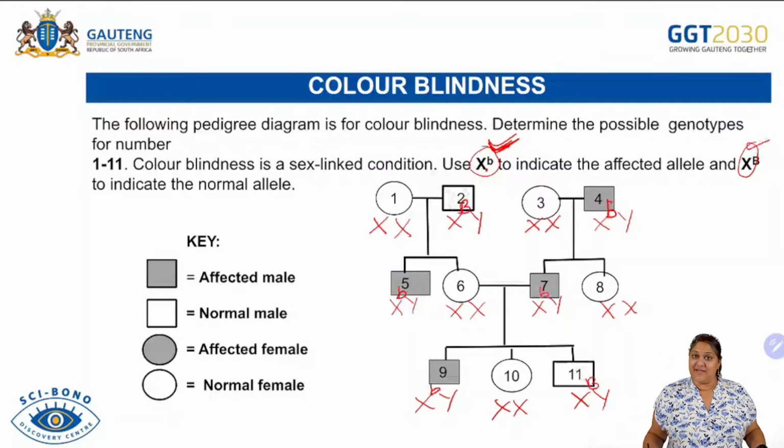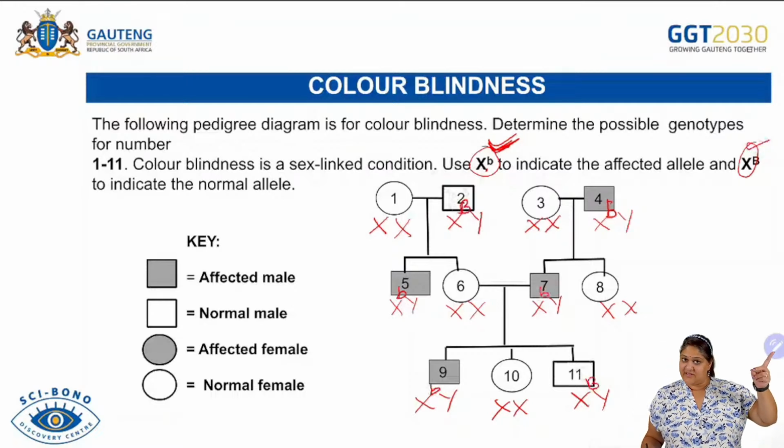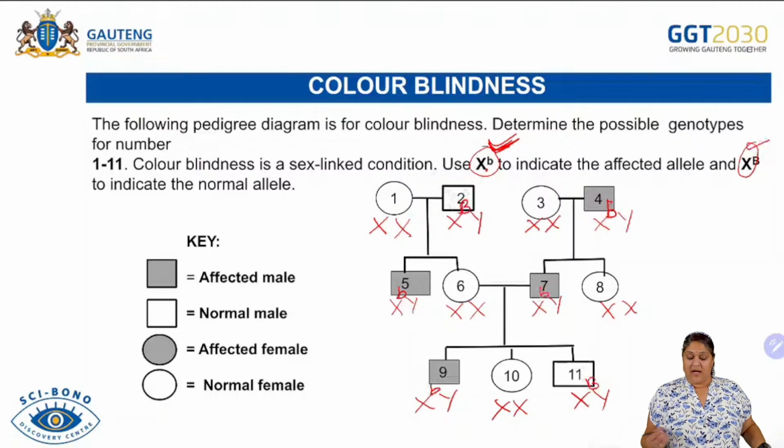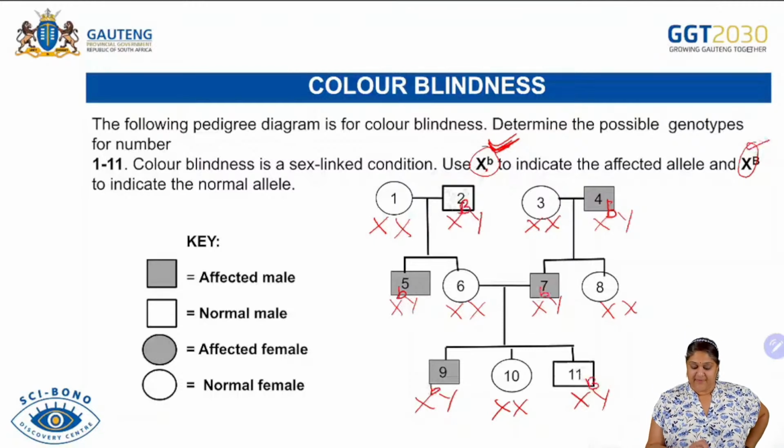But from what you know from sex-linked inheritance, that does not mean that they cannot have the recessive allele. So how do we know? We look at the offspring. Let's look at this male. Let's look at number 5 first and number 7. Then they're easy to work back.